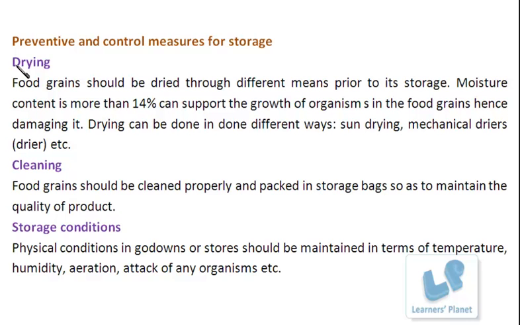So the very first method is drying. These food items, especially I'm talking about the food grains. Basically, in these food grains, if the moisture content is more than 14%, then of course it can support the growth of organisms. And if this has to be controlled, this 14% should be reduced to 10 to 12%. This is done in different ways, like the sun drying methods, or mechanical dryers are used.